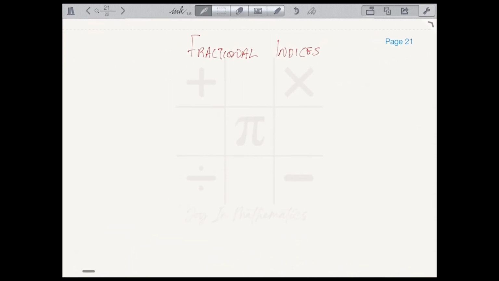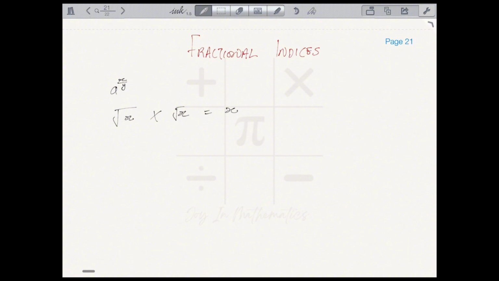Fractional indices have the format of, let's say, a raised to the power of x over y. That means the index here is fractional. We understand that square root is the reverse of the square of the expression. So we can say that the square root of x multiplied by the square root of x will be equal to x.